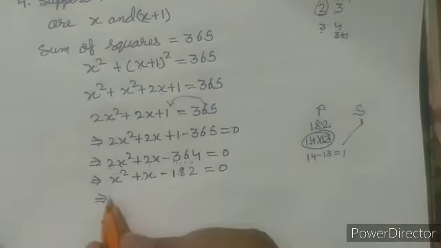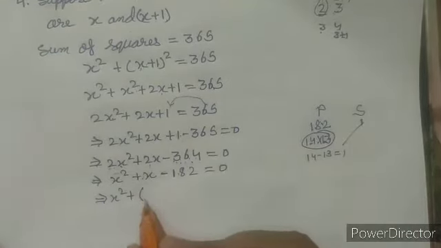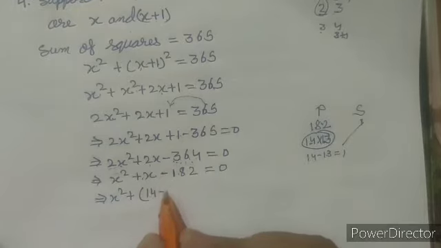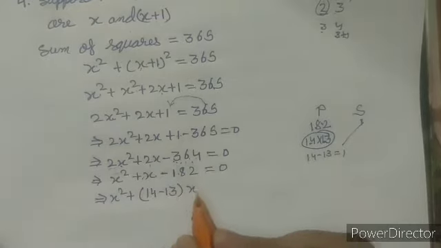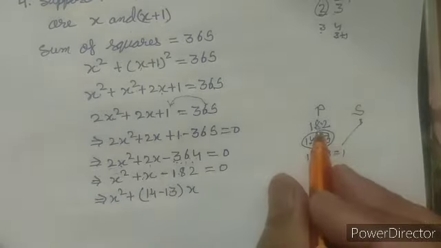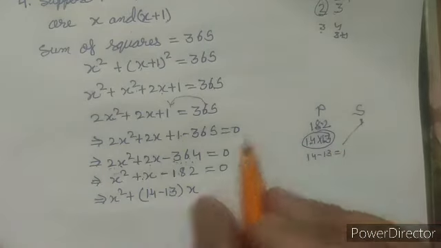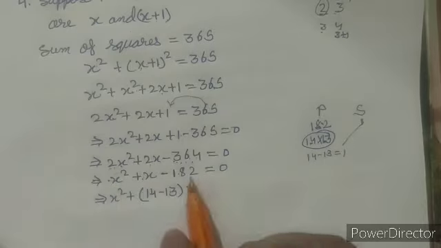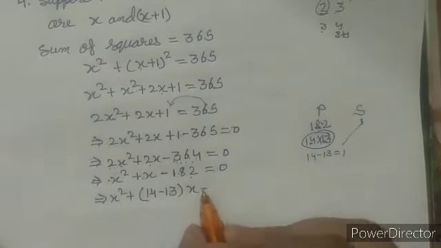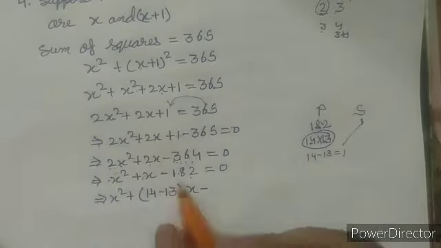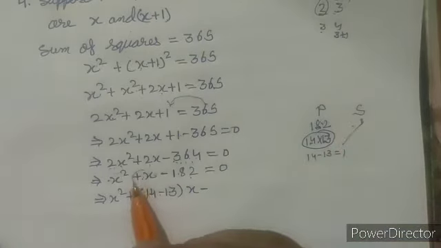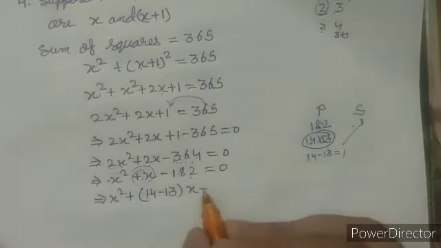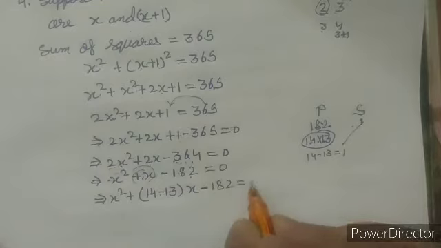So this will give us x square plus, and in place of x we can write 14 minus 13. 14 and 13 will be equal to 182, equal to the product of the coefficient of x square and the constant term, and 14 minus 13 will give us 1, and that was our coefficient of x. Minus 182 equal to 0.